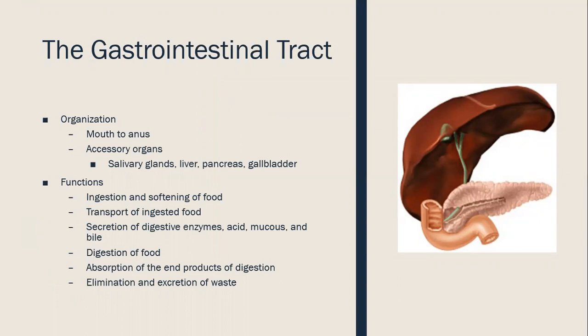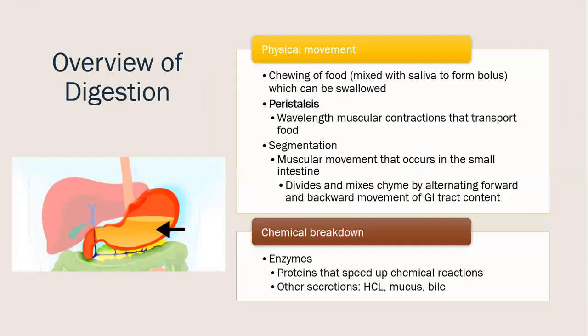So as an overview, we saw that our GI tract is comprised of a long tube stretching from the mouth all the way down to the anus and involves a number of accessory glands like your salivary glands, which secrete enzymes for digestion, the liver, the pancreas, the gallbladder, and these serve a number of functions. We have ingestion and softening of food for the mouth. We have transport of ingested food throughout the entire pathway. We have secretion of digestive enzymes, acid, mucus, and bile, digestion of food, absorption of the end products of digestion, and finally elimination and excretion of waste.